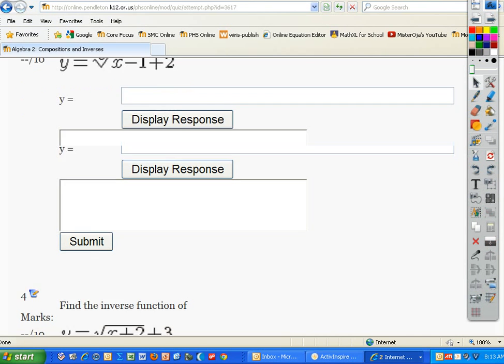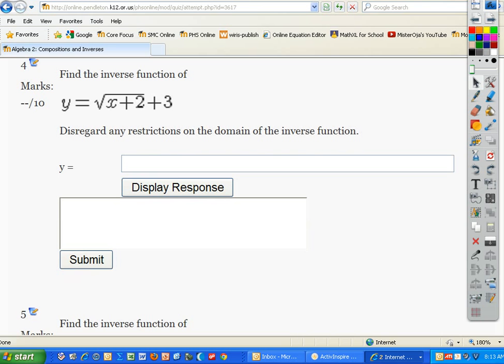Okay, let's try another one. How would I do this guy? What are the steps I would go through with this guy to get the x by itself? Subtract 3. Oh, raise your hand. First I do what?